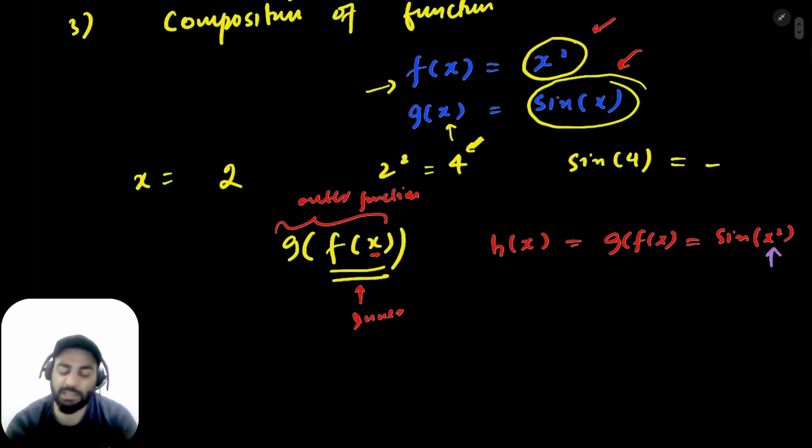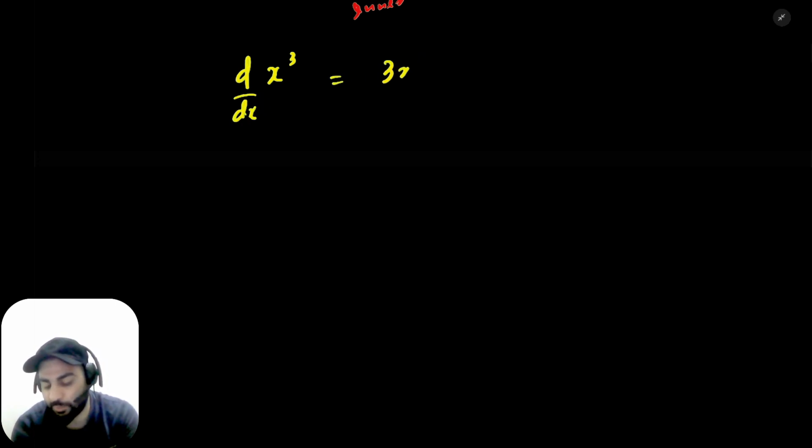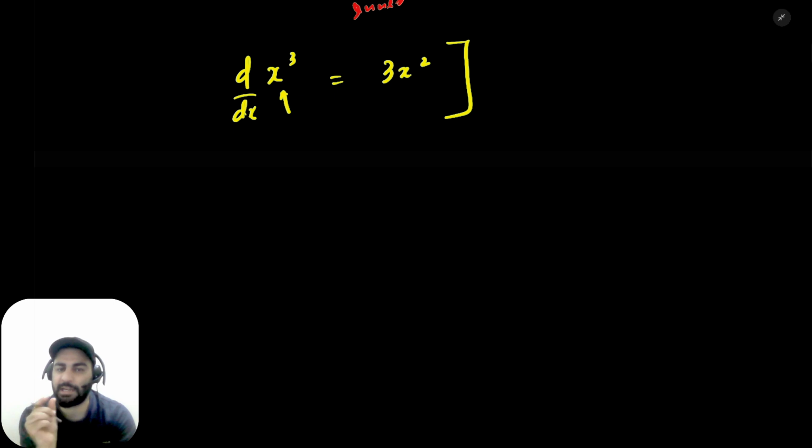So why am I telling you different combinations of these functions? Because so far we have learned how to differentiate functions which are separate. I told you if you have, for example, x to the power cube, then d by dx of x to the power cube is equal to 3x square. Geometrically, you know what this means: if I slightly nudge this x cube, if I slightly nudge the value.